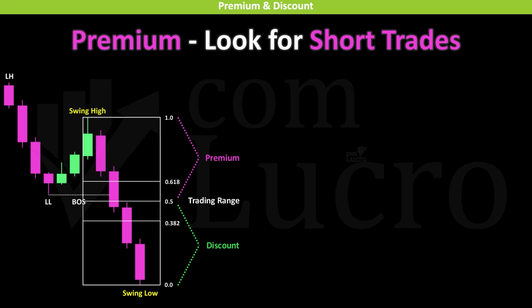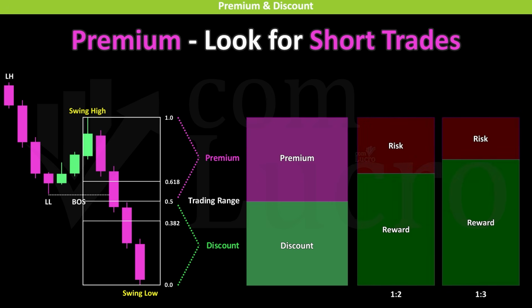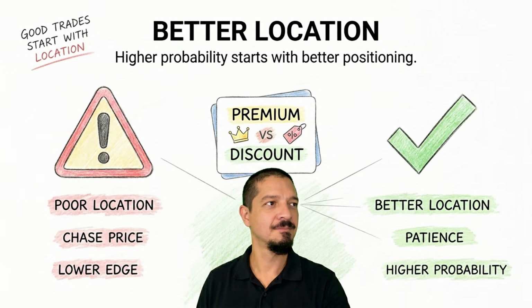In bearish market conditions, traders typically look for short opportunities within the premium zone. The higher price trades into the premium area, the better the potential risk to reward ratio, especially when the stop loss is placed above the swing high and the target is positioned near the swing low. The concept of premium and discount is simple, but extremely important when analyzing price within a range. It provides a structured way to evaluate where price is located in the market and helps traders identify where higher probability opportunities are more likely to form, especially when combined with proper market structure and confirmation.